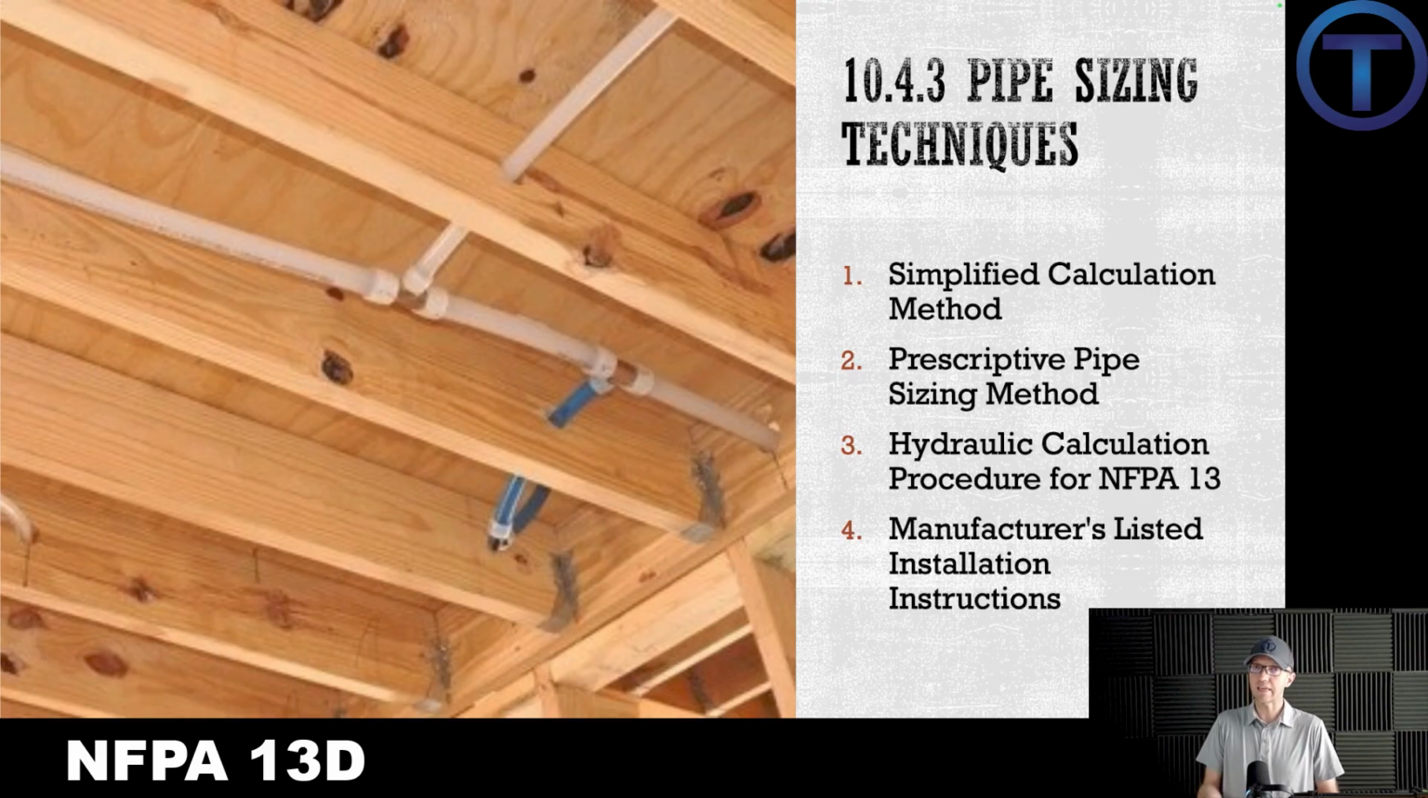Now we're in the 13D, that's just for residential, but the 13 is for all fire sprinklers in general, so that should apply pretty well here, right? And then the fourth option is the manufacturer's listed installation instructions. So if a system manufacturer has a sizing method for you, then you can use that as well.